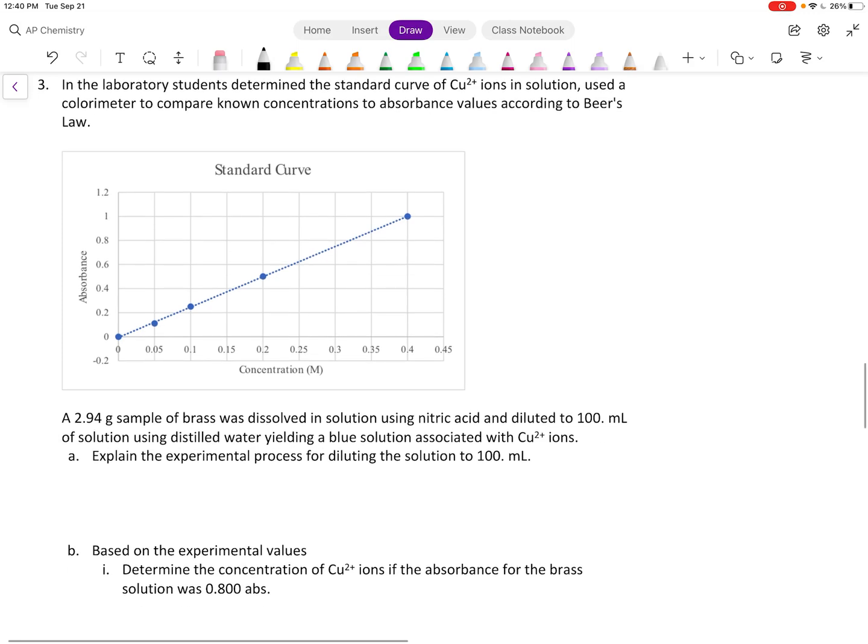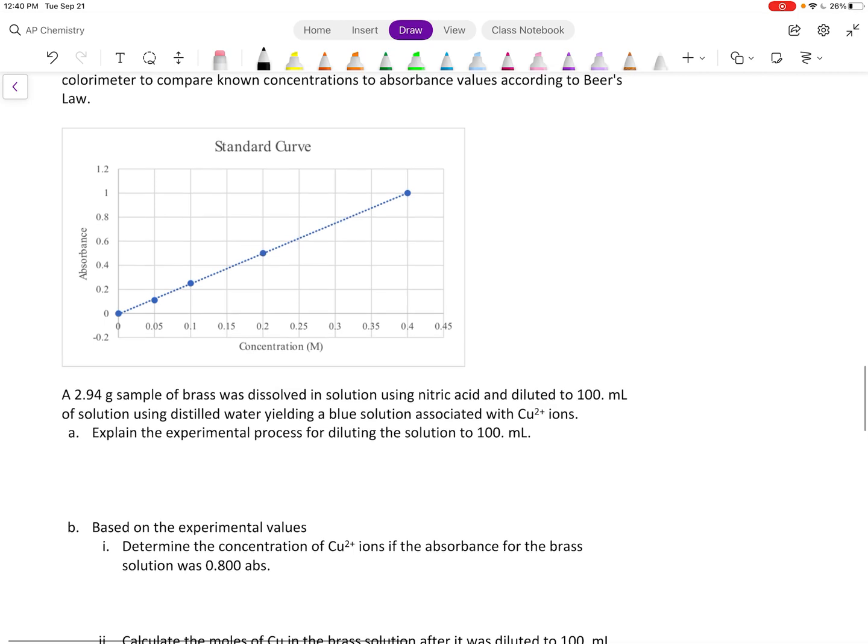And so what we want to do in this first part, it tells us that we have a 2.94 gram sample of the brass, which was the alloy, and it was diluted to 100 milliliters. We want to know the experimental process for that dilution. And so this actually came up on the 2021 AP exam, the first administration of the test.